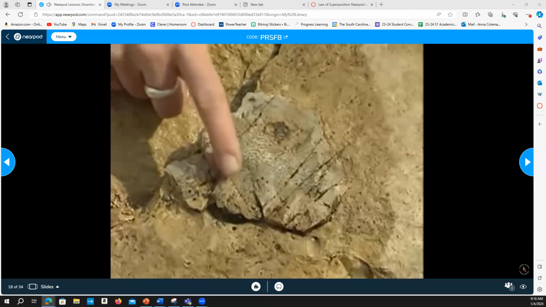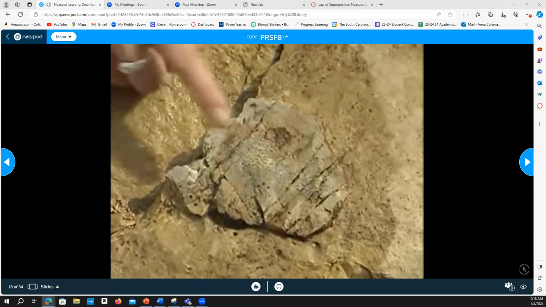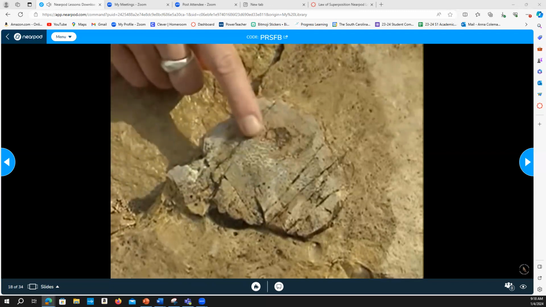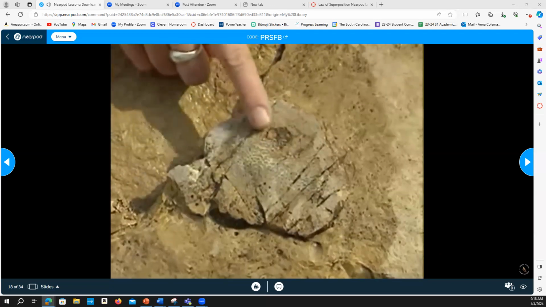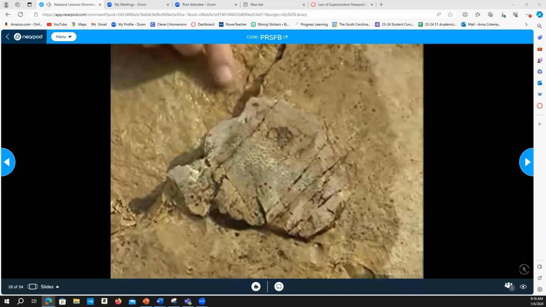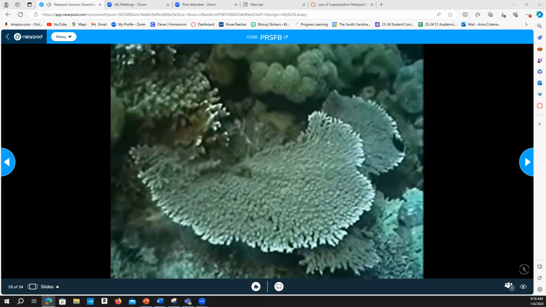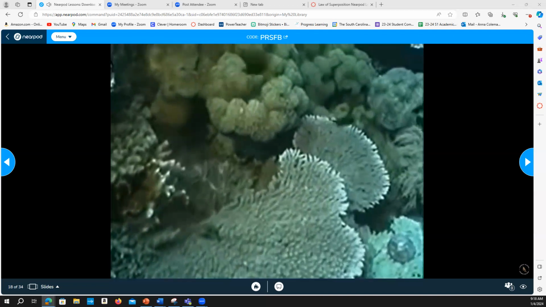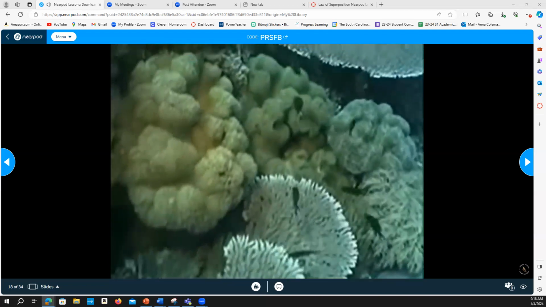What we're looking at here is a fossil sponge, and we know that because we can see these nicely preserved pore spaces, just like modern sponges have. And we know that modern sponges live in warm, shallow seas. Therefore, this sponge probably lived in a warm, shallow sea also.